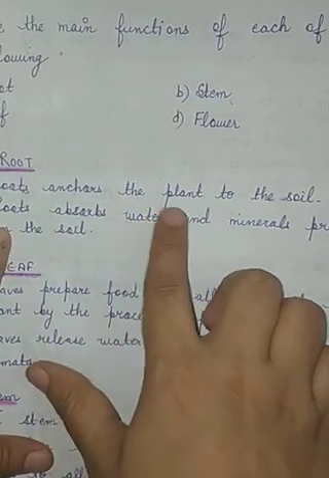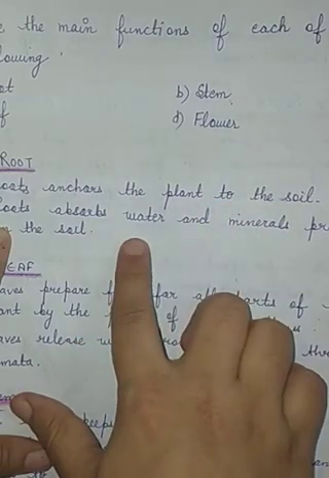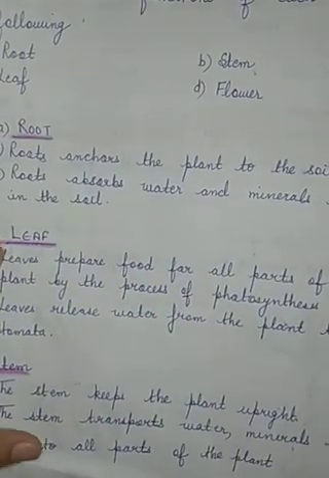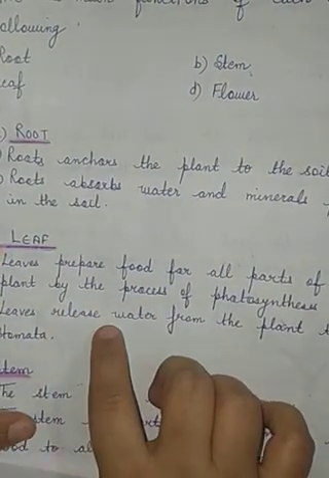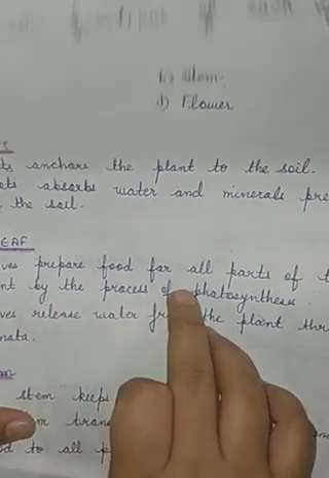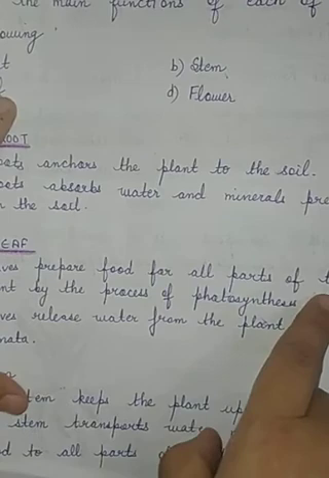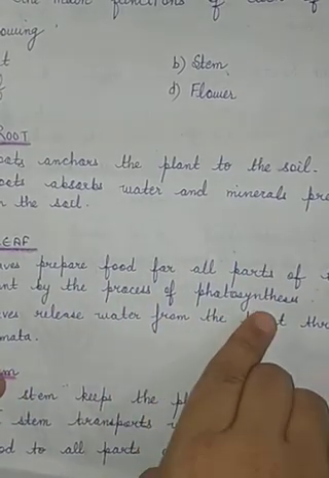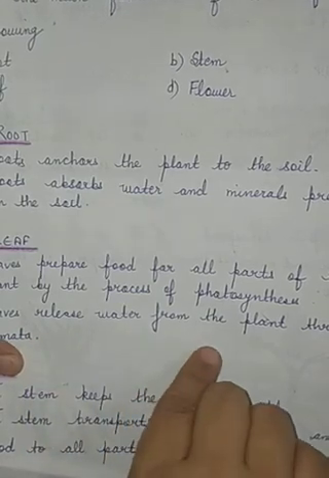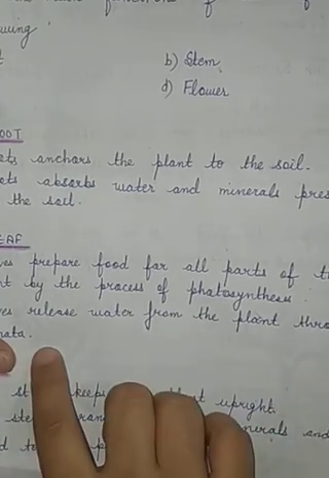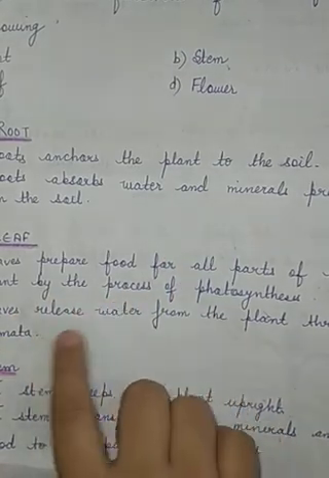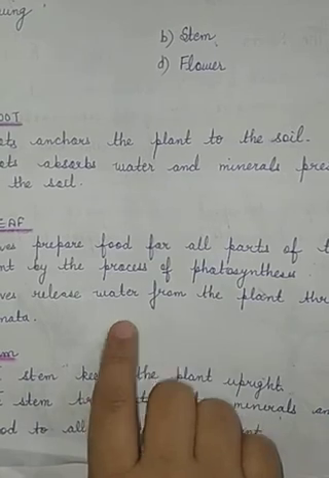First, it binds the plant to the soil, and it also absorbs water and minerals present in the soil. Now coming to the second, functions of leaf. So what is the function of leaf? Leaf prepares food for all parts of the plant by the process of photosynthesis, and the second function is that leaf releases water from the plant through stomata. So there are two functions of leaf. First is photosynthesis and second one is the transpiration process.